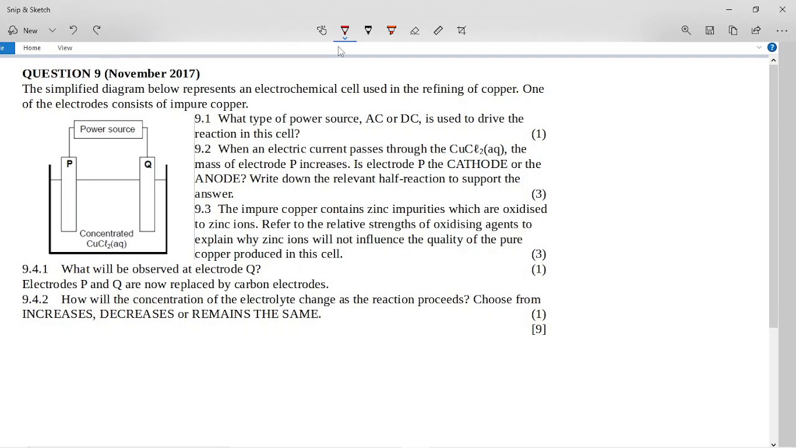So we have to be doing this with a DC power source, a direct current power source, because otherwise the anode and the cathode will keep switching and you will not get any net overall effect on one electrode.